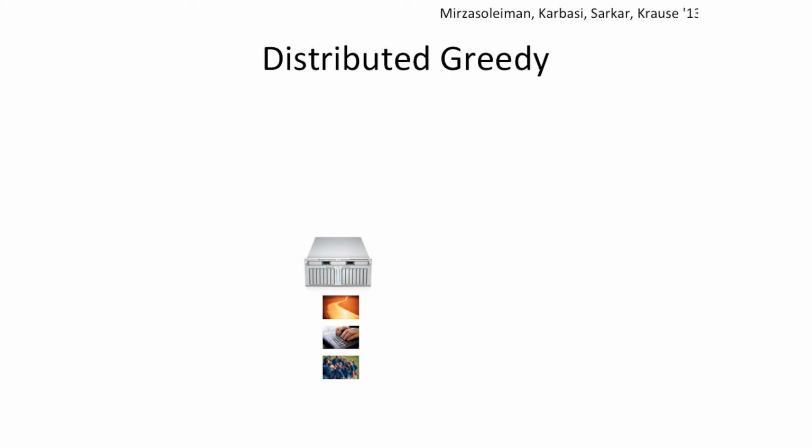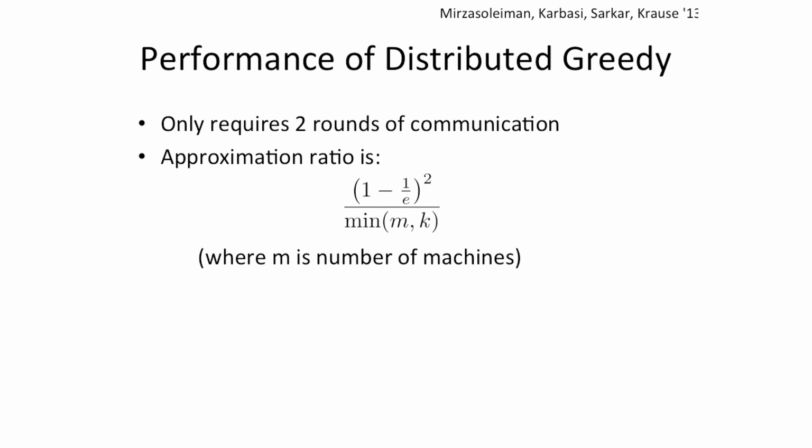So this was their distributed greedy algorithm. And it's quite nice. It's embarrassingly parallel. It only requires 2 rounds of communication. And it's very natural. It's the kind of algorithm a practitioner might want to use. But the major downside is that the approximation ratio that they could guarantee actually scales rather poorly with the number of machines. So it's about 1/m, where m is the number of machines.